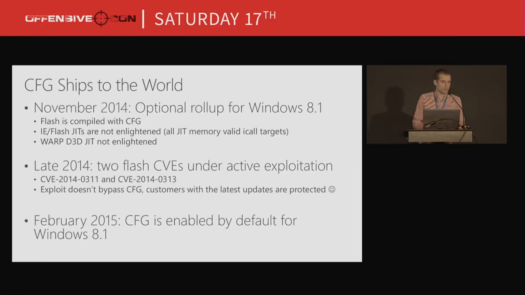In February of 2015, so 3 months after it shipped as an optional update, we ended up shipping it as an enabled by default mitigation for everyone on Windows 8.1. The reason we didn't do that initially is really because we were scared. Control Flow Guard is a really big change for the operating system, and just pushing that out to hundreds of millions of people at once, it can be a little bit scary. We don't want to break everyone. But we had enough confidence in it by then, so it's enabled by default.